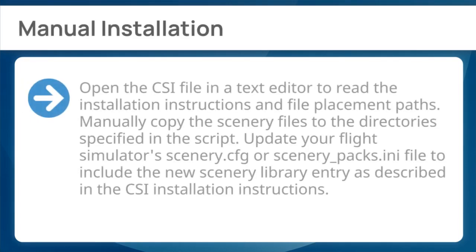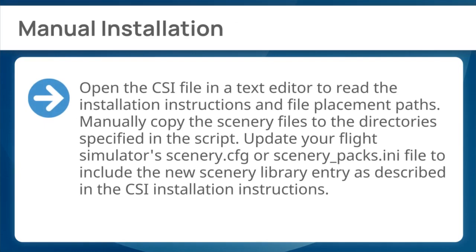Next, manual installation. Open the CSI file in a text editor to read the installation instructions and file placement paths. Manually copy the scenery files to the directories specified in the script. Update your flight simulator's scenery.cfg or scenery packs ini file to include the new scenery library entry as described in the CSI installation instructions.